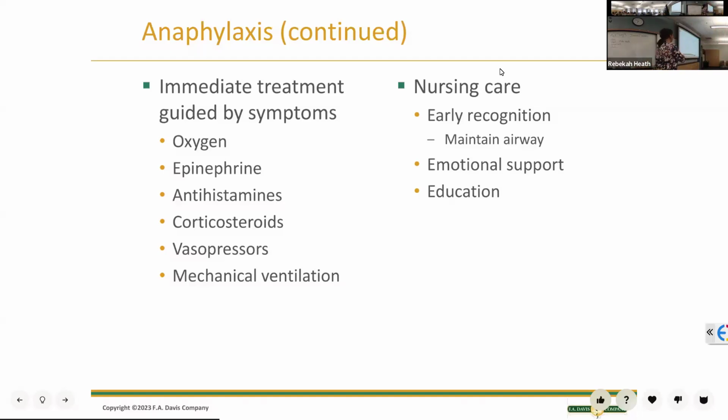Let's say you're taking care of some patients. What are the situations where you're going to be really careful and monitoring for anaphylaxis?